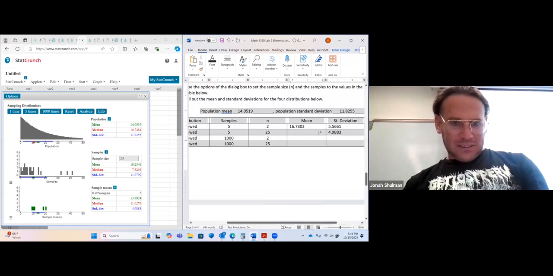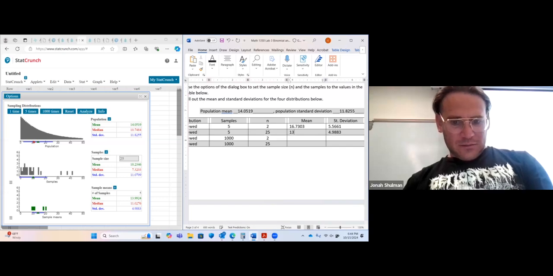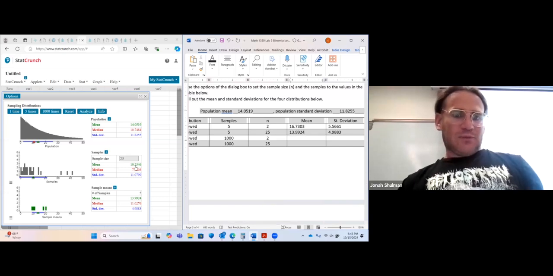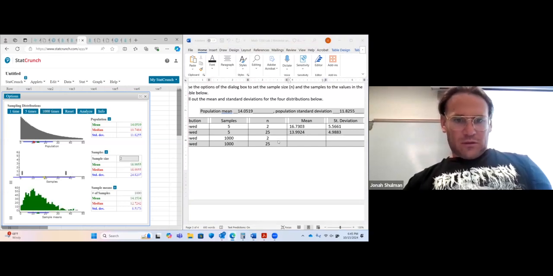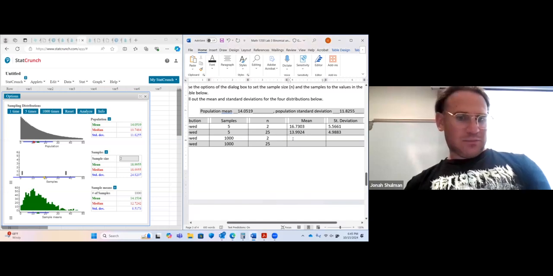And my mean is 13.9924. Now we're going to do the same thing. I'm going to change this to a 2. I'm going to do it 1,000 times. All right, my mean is now closer to the population mean, which it should be, right?